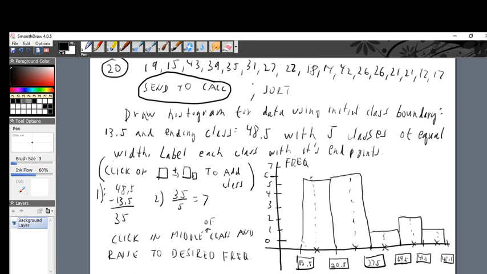That is essentially how this thing is supposed to work. So you have to sort it and count up all the ones between 13.5 and 20.5. There were 6 of them, to the best of my knowledge. 20.5 to 27.5, there were 6 of those, and that's why the histogram goes up to 6. And there was only 1 of these, there were 2 of these, and there was 1 of those, and that's it. Okay, that's problem number 20. We'll stop here to end off with problem number 20.